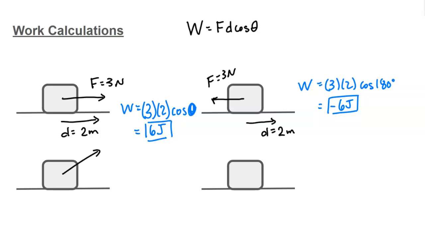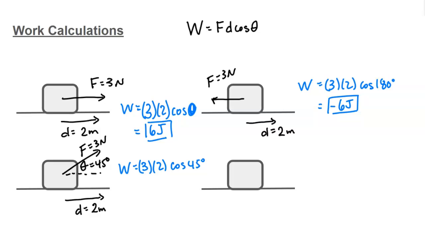All right, so now let's take a look at a problem where we have an angle, and our angle here is 45 degrees. We have a force of 3 newtons. Our displacement is 2 meters. And we're going to calculate the work, which is going to be the force 3 times the displacement 2 times cosine 45. So here's where the cosine comes in. It's going to be 6 times cosine 45, which gives us 4.2 joules. Okay. So notice that 4.2 joules is less than 6 joules.